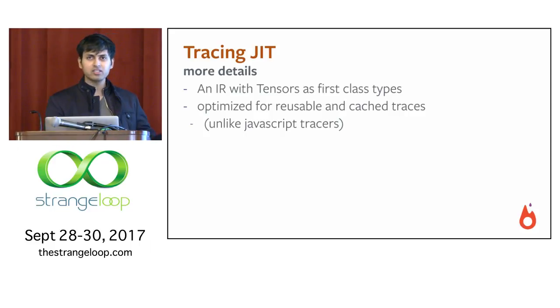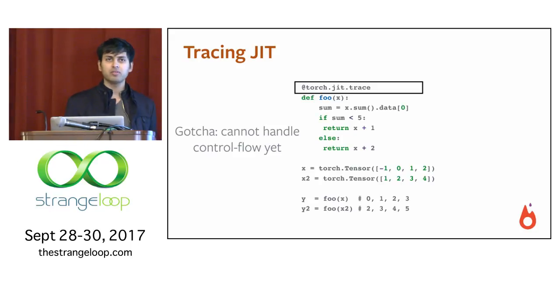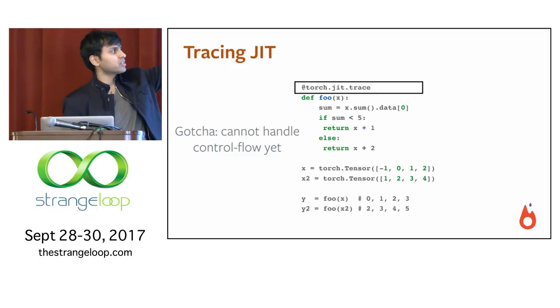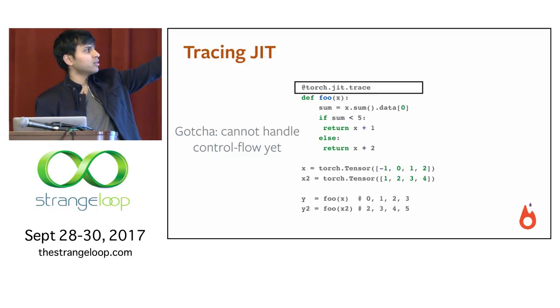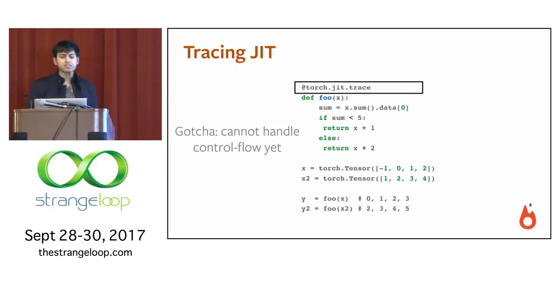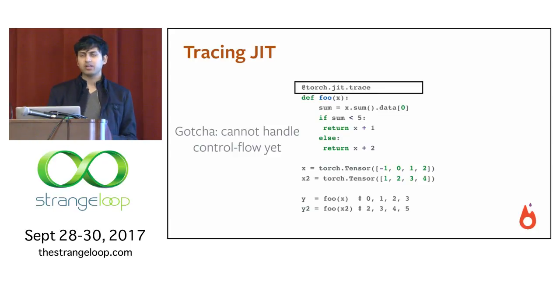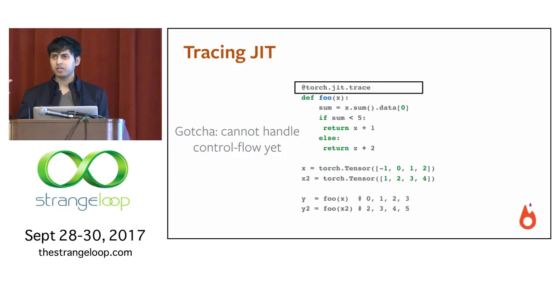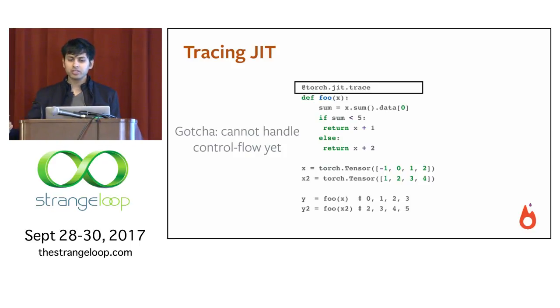One of the gotchas in our tracer that we are trying to solve in various ways is that we cannot handle control flow yet. As a small example, this is a function that looks at the total sum of the input tensor, and if the sum is less than 5, it goes to the first return, and otherwise to the second return. When we execute this function for the first time with our tracer, it will go through one of the conditionals, and subsequently, if we give it a tensor that would trigger the other conditional, it'll just give the wrong result.